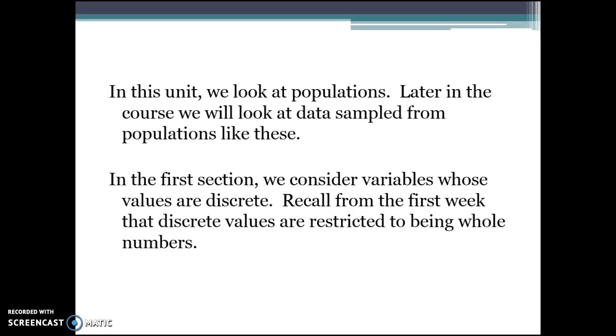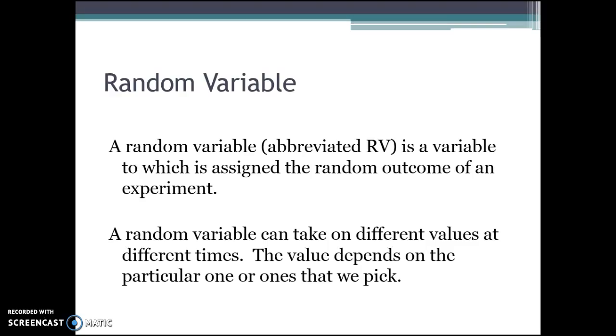So in this first section, the first week that we're working with probability distributions, we're going to be working with discrete ones. And if you remember, discrete values are usually restricted to being whole numbers. They're usually the result of counting. So we need to talk about what a random variable is. And that's abbreviated RV for obvious reasons.